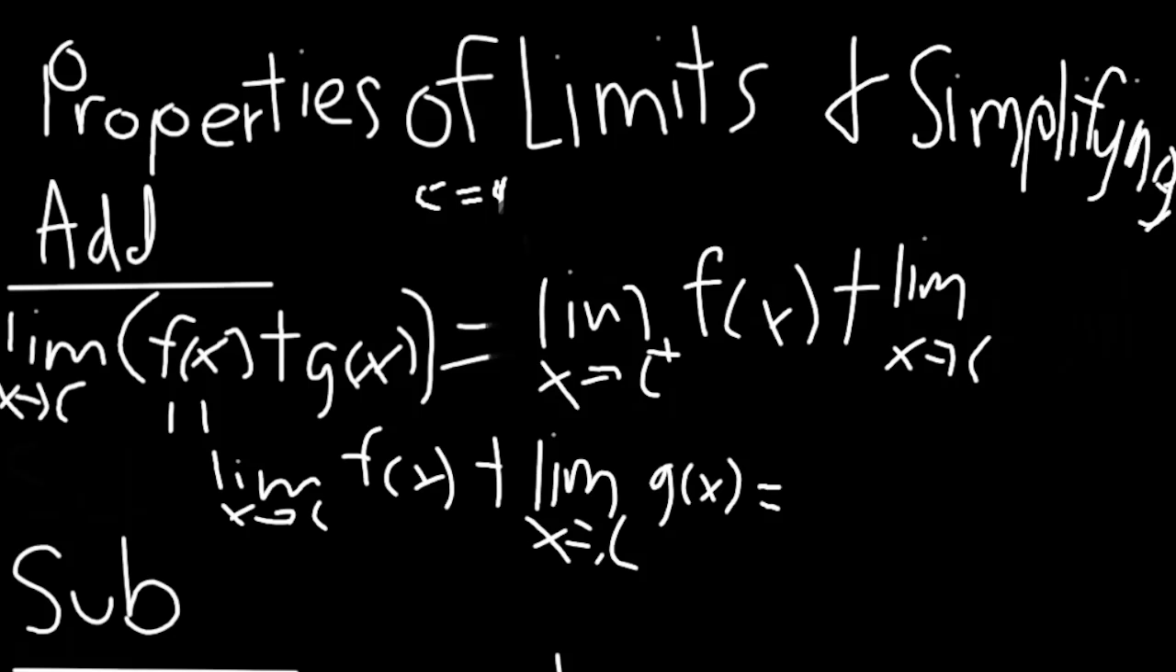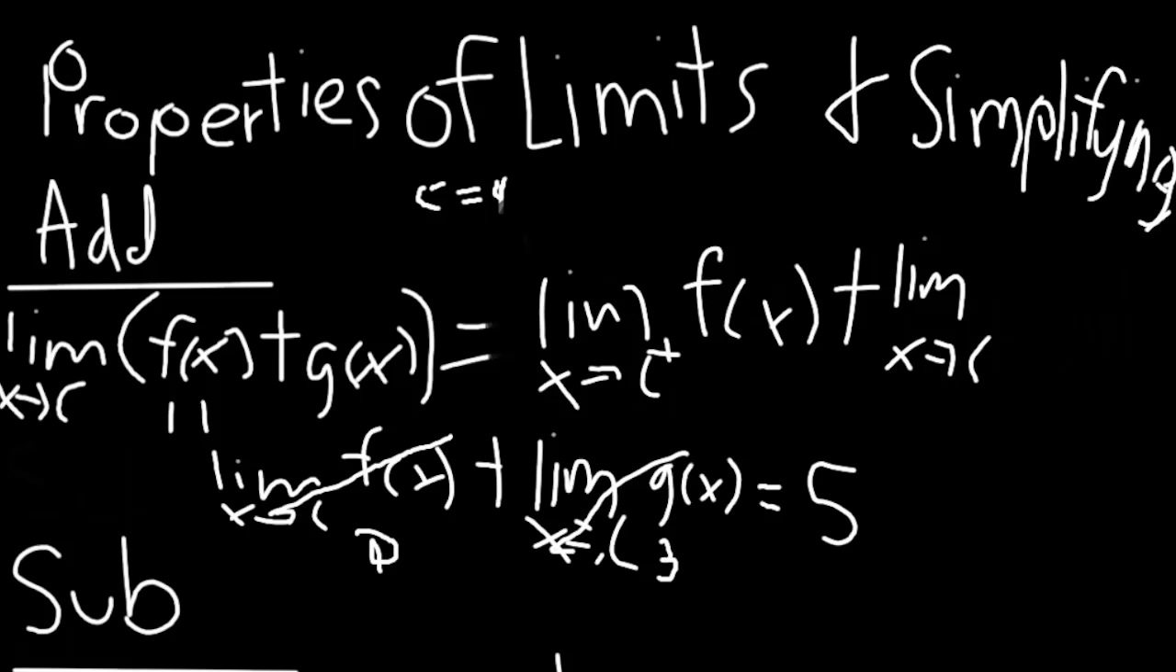Ignore the top one for now. Let's just say it exists. Let's just say the limit of f of x is 2 and the limit of this is 3. Let's just say that they exist and those are the limits. You just add them since they both exist.